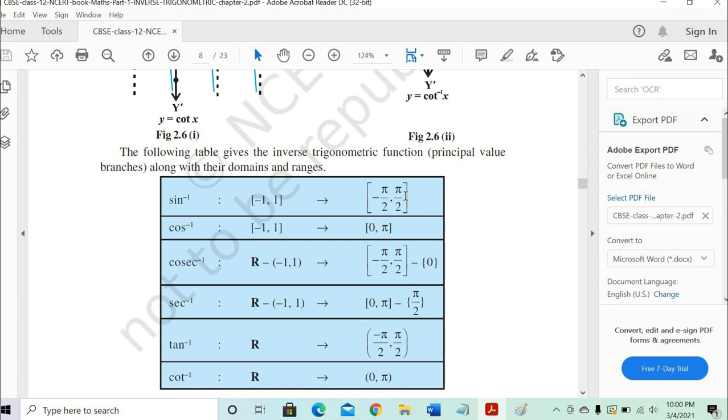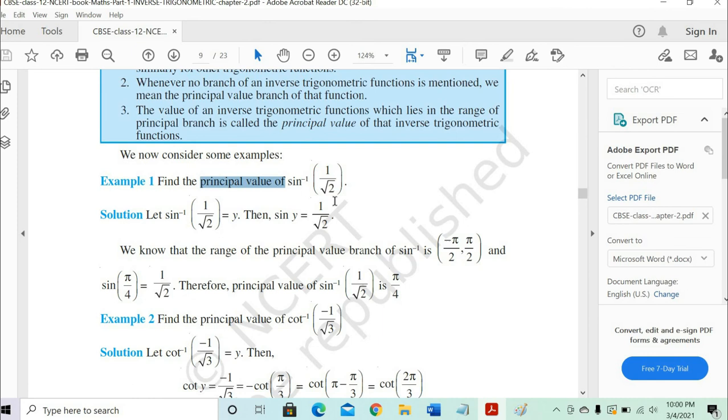Clear? Let's understand that part. Now sine inverse 1 by root 2. What is sine inverse 1 by root 2? Let's try to understand. 1 by root 2 can be written as sine 45 degree, sine pi by 4. Now, in the place of 1 by root 2, you can put sine pi by 4. So sine inverse and sine will get cancelled. So pi by 4.